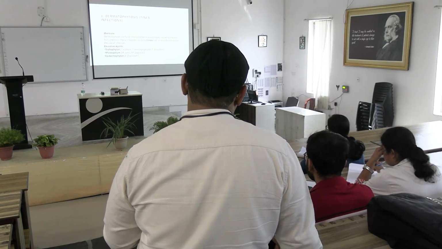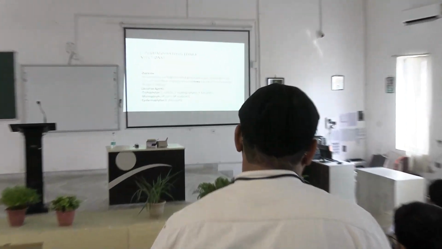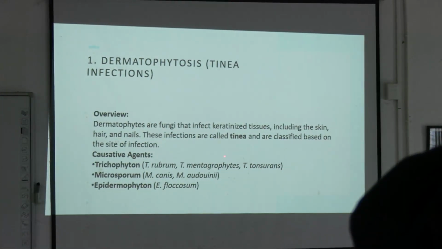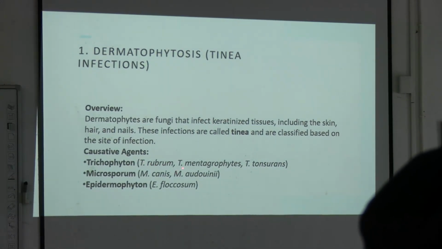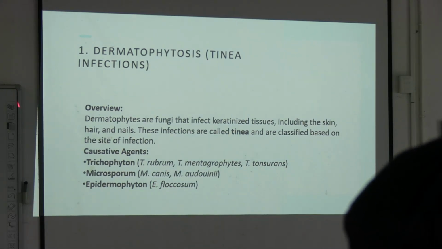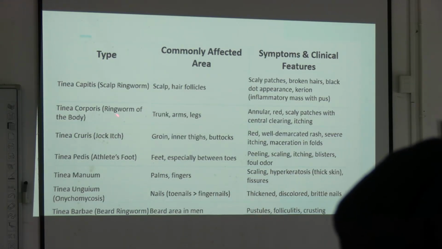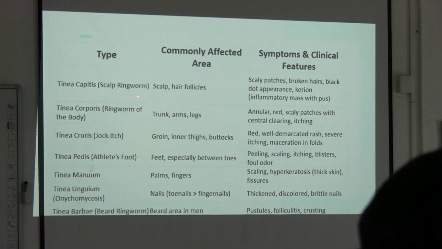Under Trichophyton, this might be Trichophyton rubrum, Trichophyton mentagrophytes, Trichophyton tonsurans. Microsporum canis, Microsporum audouinii, and Epidermophyton floccosum. So these are the 3 causative agents under these tinea infections or dermatophytosis. Now as per the part of the body infected, we name that tinea.